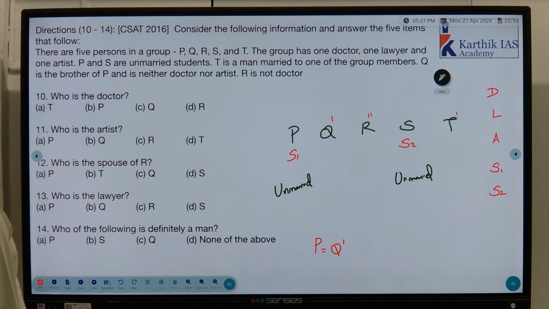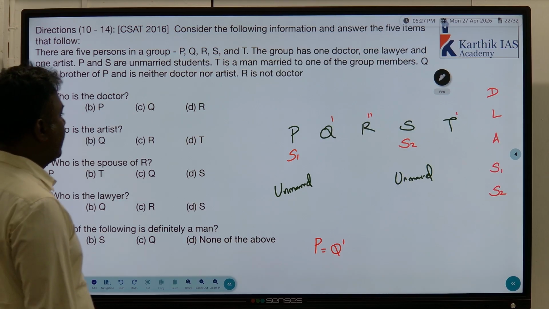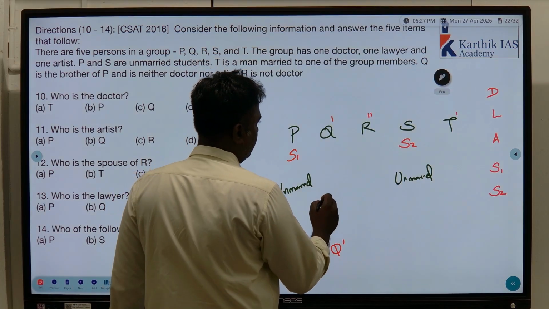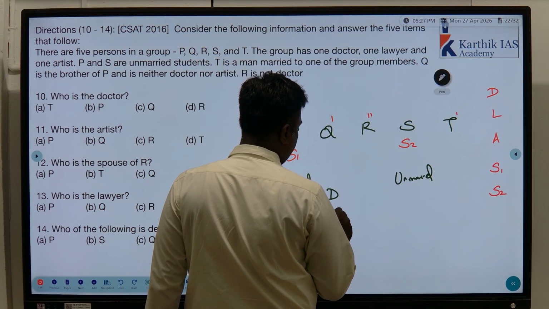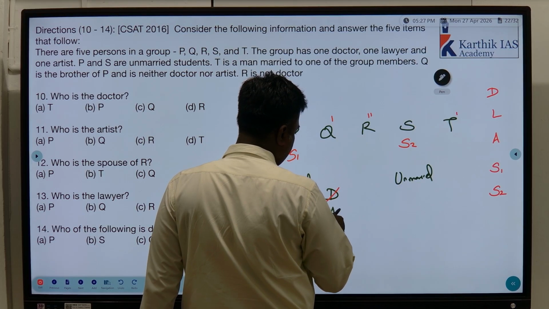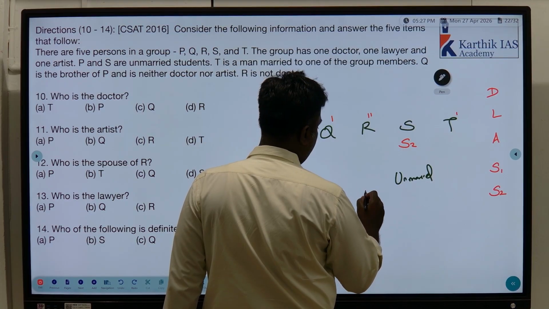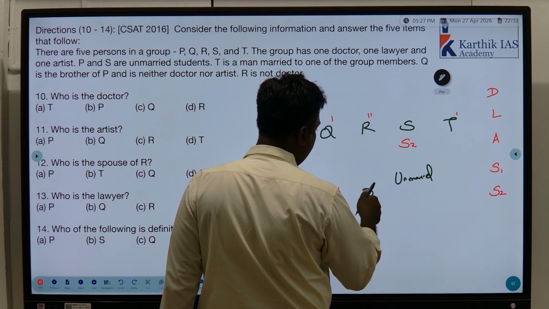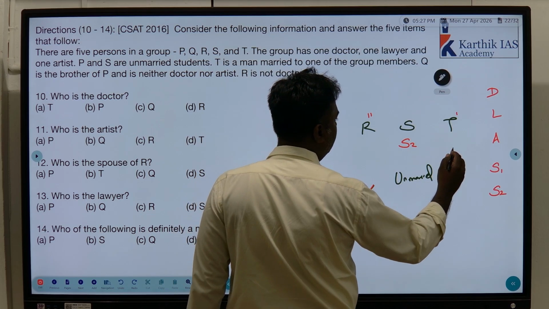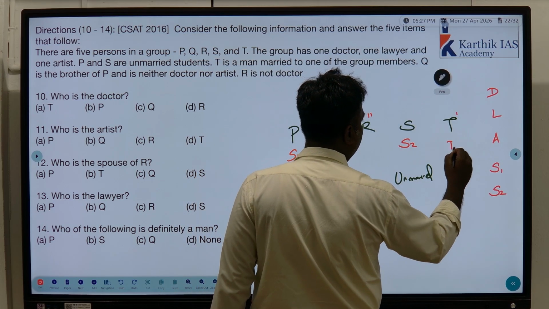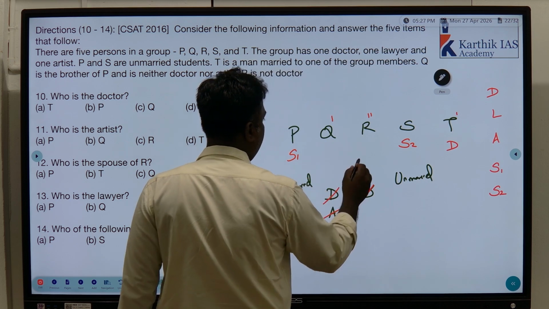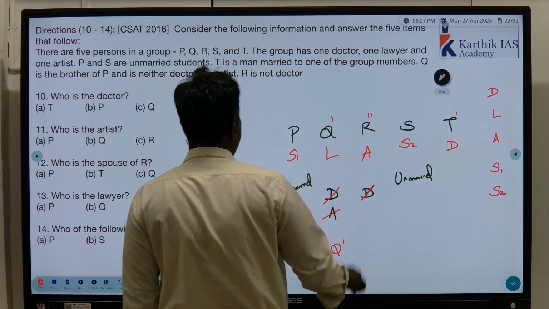Understand? And neither a doctor nor artist. So Q is neither a doctor nor artist. Q is not a doctor, not an artist. R is not a doctor. Then who is the doctor? Obviously, he is the doctor. Clear? He is the doctor, artist, lawyer.